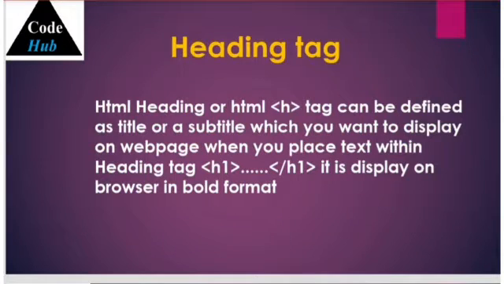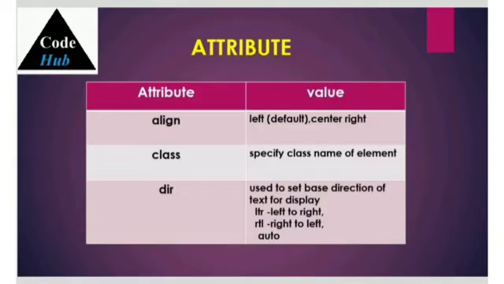Everyone, today we are going to learn about the HTML heading tag. A heading tag is defined as a title or subtitle which is displayed on the web page. There are 6 different heading tags, from H1 to H6, where H1 is the largest and H6 is the smallest heading tag. Let's glance at the HTML heading tag attributes.